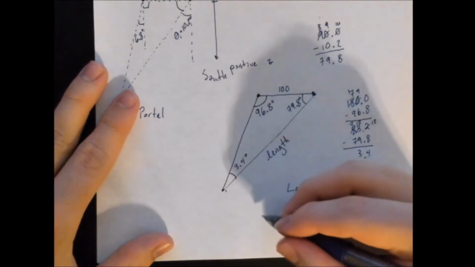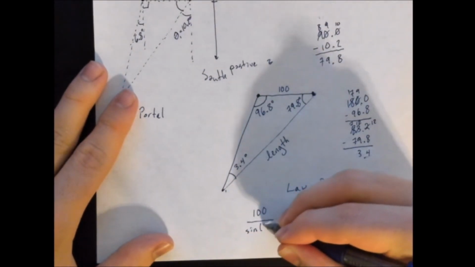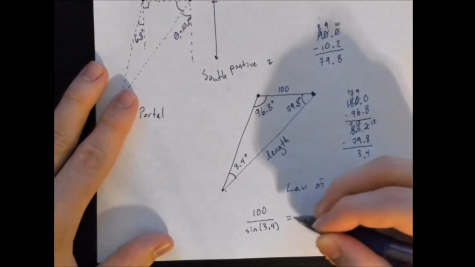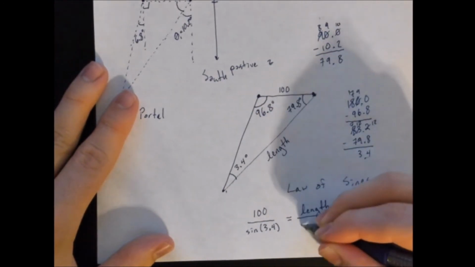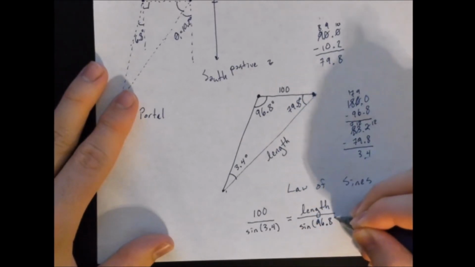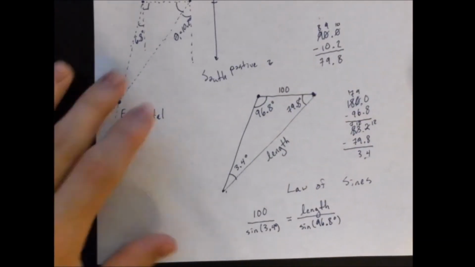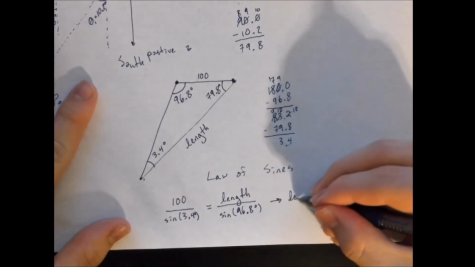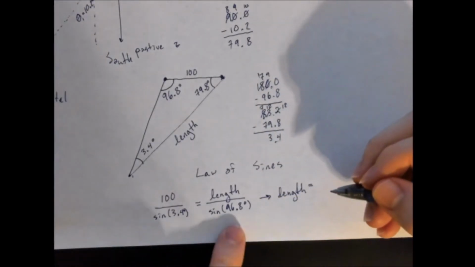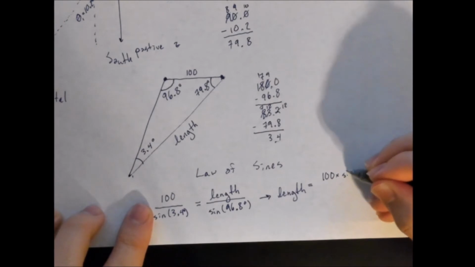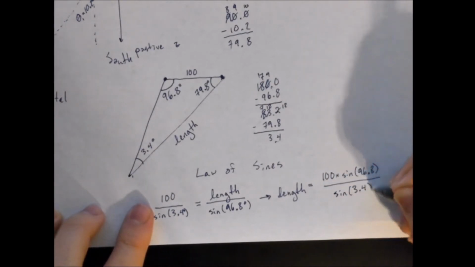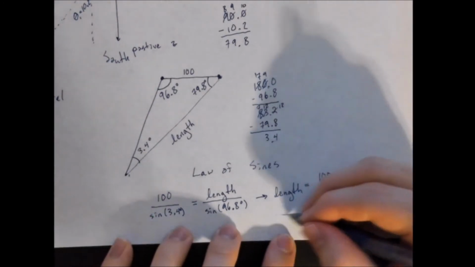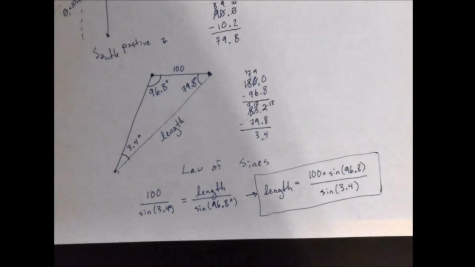Remember, the law of sines says that 100 divided by its corresponding opposite angle, sine of 3.4 degrees, is equal to that unknown length divided by sine of its corresponding opposite angle, sine of 96.8 degrees. Using a little bit of algebra, I can multiply sine of 96.8 degrees to the other side to get 100 times sine of 96.8 degrees on the top, divided by sine of 3.4 degrees on the bottom. Now you can just plug this expression into a calculator and find the length of that longer side.